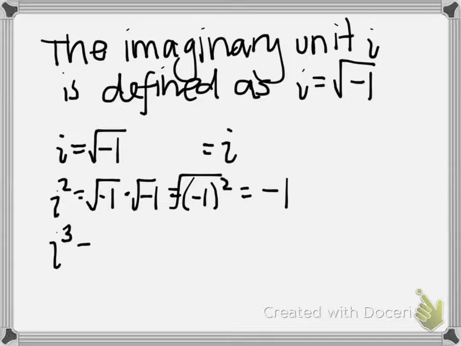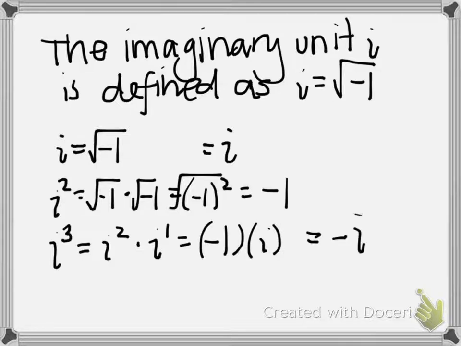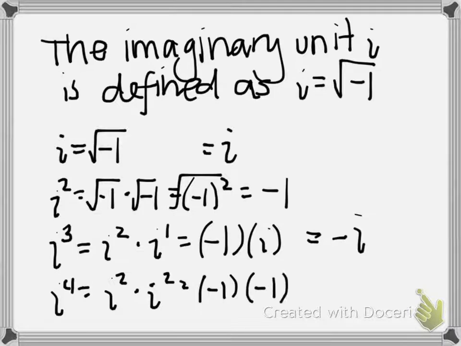If I have i to the third, we can write it as i squared times i to the first. Knowing that i squared is negative 1, and i is just i, this equals negative i. If I say i to the fourth, we can write it as i squared times i squared. We know i squared is negative 1, so negative 1 times negative 1 equals 1.